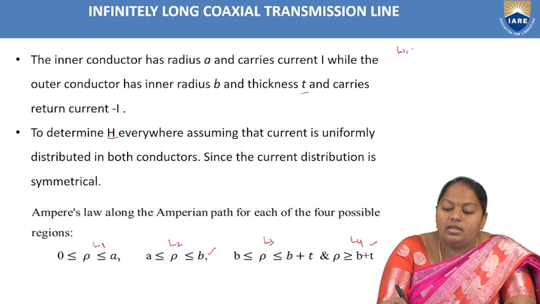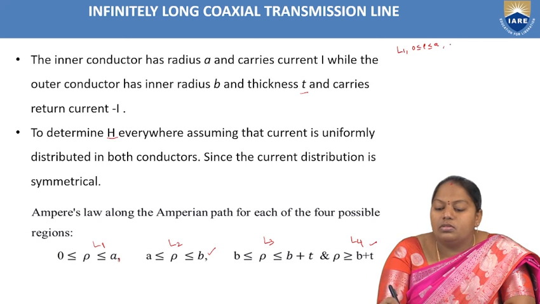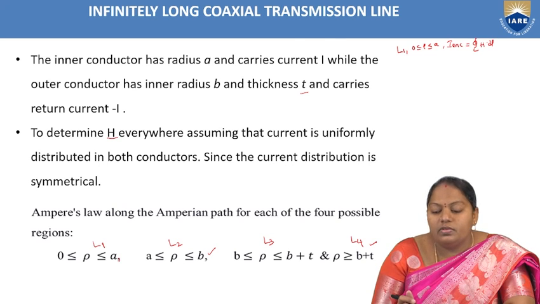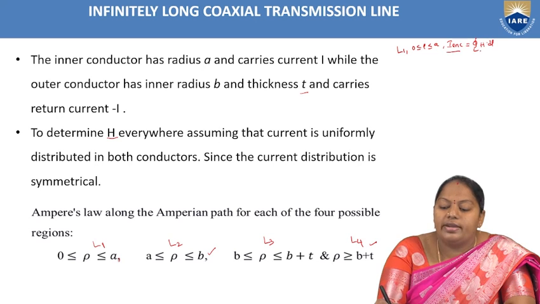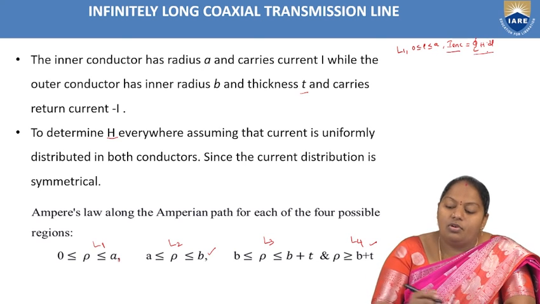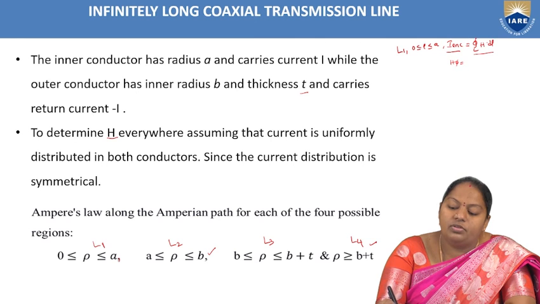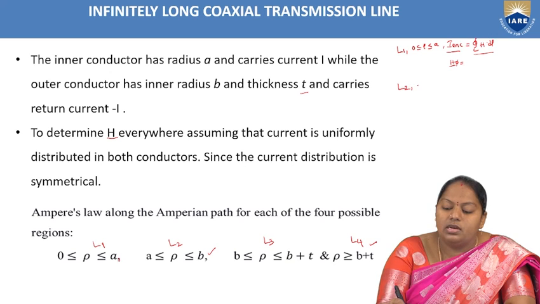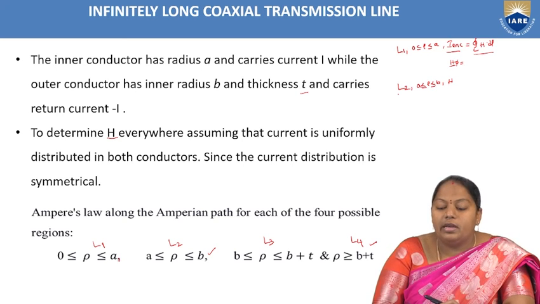If you consider path L1, the range will be 0 less than or equal to rho less than or equal to A. We are going to apply Ampere's circuital law, that is I enclosed is equal to the closed integral of H dot dl. In each and every region and each and every Amperian path, we have separately evaluated the equations for I enclosed and the integral of H dot dl. For all the cases, we will be evaluating the equation for the H component. Coming to the second, for path L2, we use the region A less than or equal to rho less than or equal to B. In this case also, we have evaluated the equation for H.